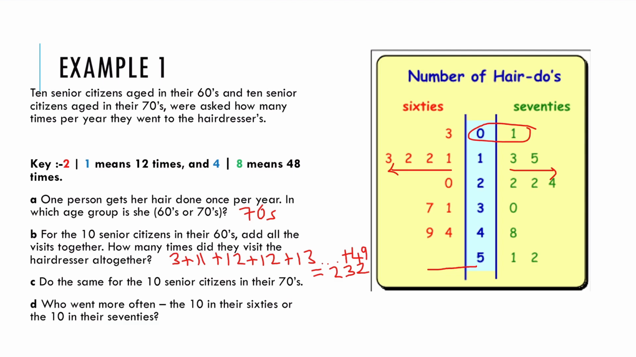Part C says do the same for the 10 senior citizens in their 70s. So we start with 1, add 13, add 15, add 22, all the way up till the highest number, which is 52, which gives us an answer of 278. Question D says, who went more often, the 10 in their 60s or the 10 in their 70s? Well, we can see it's the 10 in their 70s because the number is higher. 278 is higher than 232.